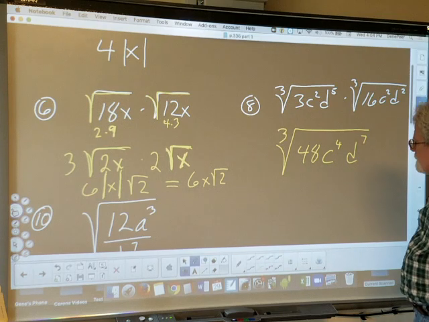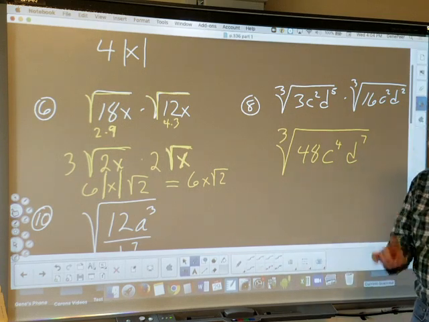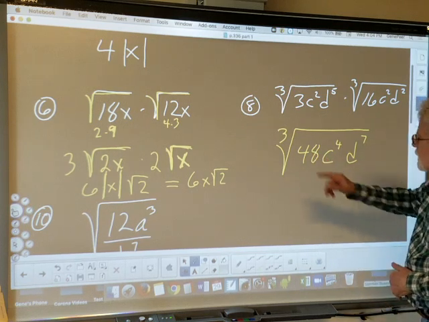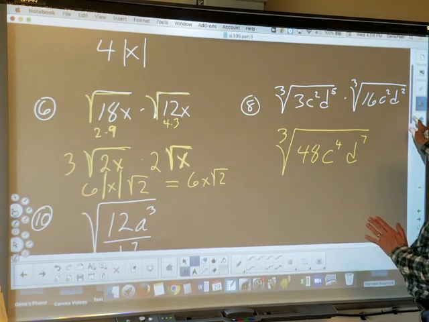Now we simplify. How do we simplify? We take out perfect cubes. What perfect cube goes into 48? What are the perfect cubes?